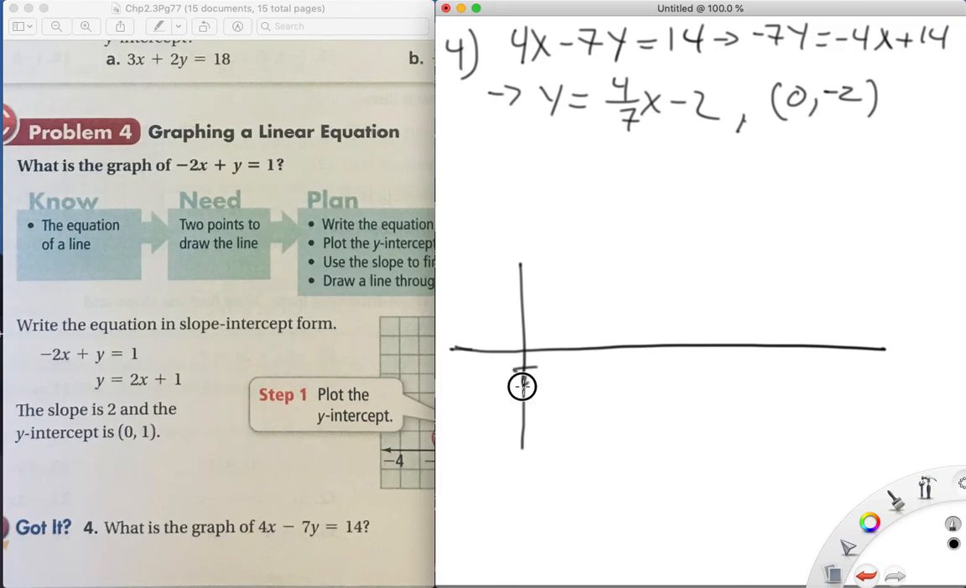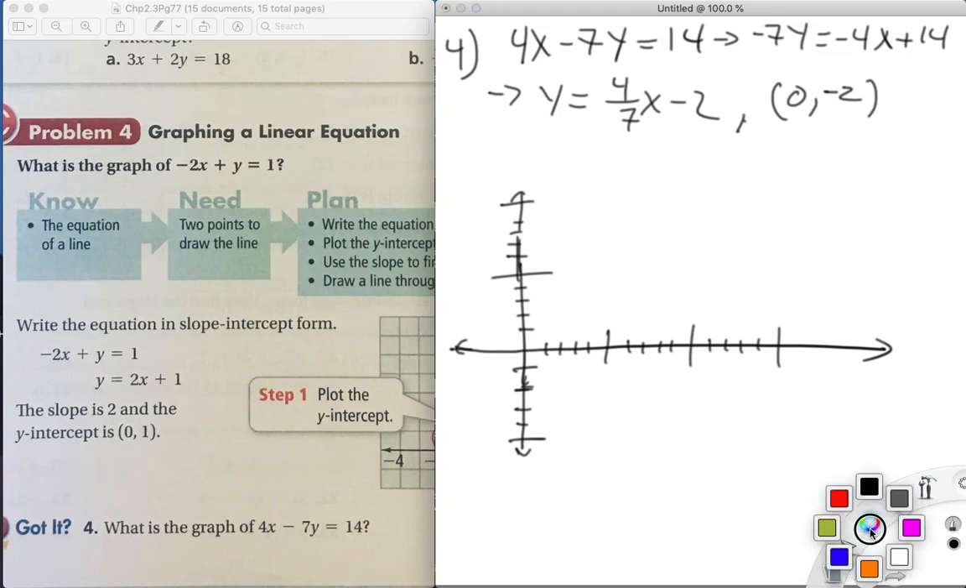So 1, 2, 3, 4, 5. Okay, that's my x-axis. That's my y-axis. I already have one of the points. I have the y-intercept, and it's given to me from the equation itself. So 0 and -2. That's my first point. Nice.